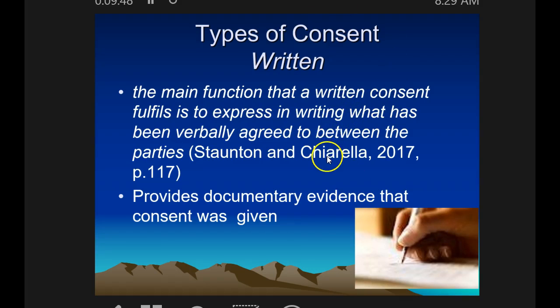Now, written consent. The main function that a written consent fulfills is to express in writing what has been verbally agreed to between parties. It's important to realise that just because there's a document that's signed by a patient does not necessarily mean that that consent is valid. It's generally nothing more than documentary evidence of what has already been consented to verbally by the patient. So should a dispute arise, the most famous case that you will look at in relation to that is, what's it called?